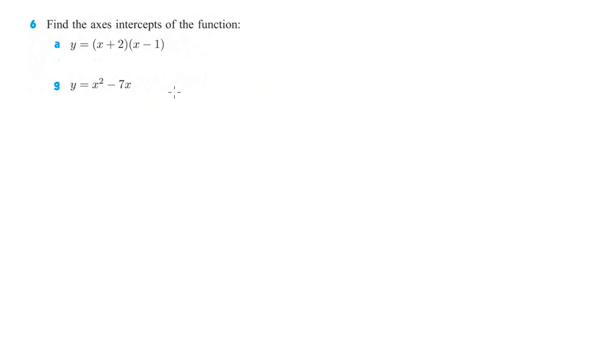Number 6, find the axes intercepts of the function. So that's x-intercept and y-intercept, right? The x-intercepts are when y equals 0. And then the y-intercept, because there's only one of those, is when x equals 0, right? So you can choose whichever one you want to do first. Let's try this one, A.